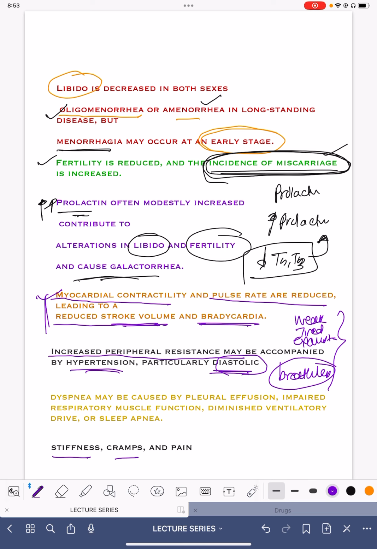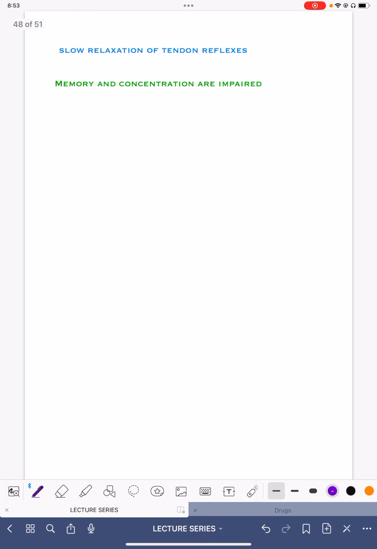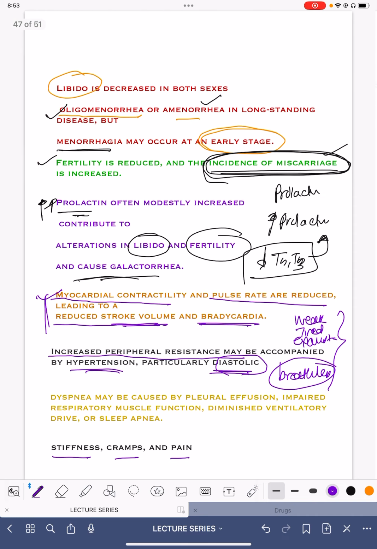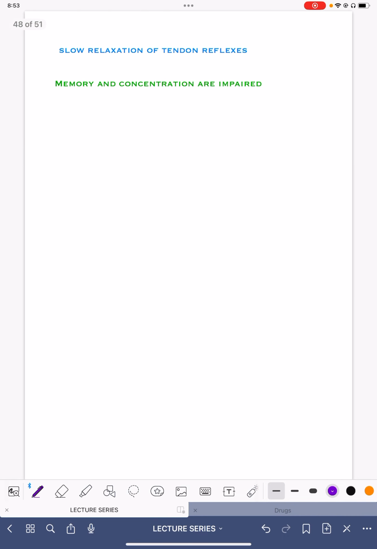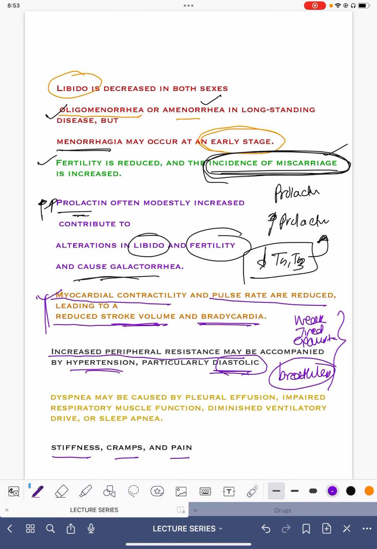Stiffness, cramps, pain in the muscles is also a very common symptom of a hypothyroidism patient. Many times, a patient can come to the doctor saying that I all the time have cramps in my legs, cramps in my body. I do have body pain. My heel is paining, back is paining, neck is paining.